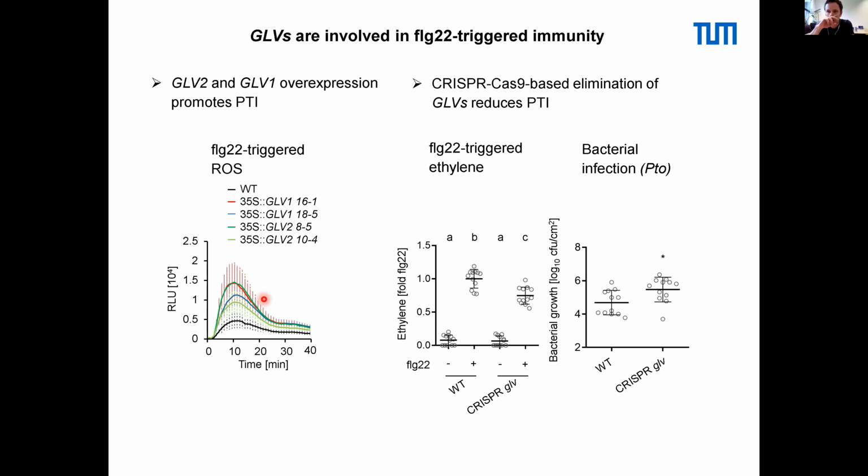We then went ahead to confirm these overexpression data by genetic loss of function studies, and we genetically eliminated Golvan1, Golvan2, and other related peptides that are expressed in leaves by CRISPR-Cas9 technology. And we indeed found that this CRISPR Golvan mutant now responds weaker to FLAG22 elicitation, as shown here in this ethylene accumulation experiment compared to the wild type. And they are more susceptible to Pseudomonas syringae infection, as shown here in the quantification of bacterial titers upon inoculation of these plants with Pseudomonas syringae.